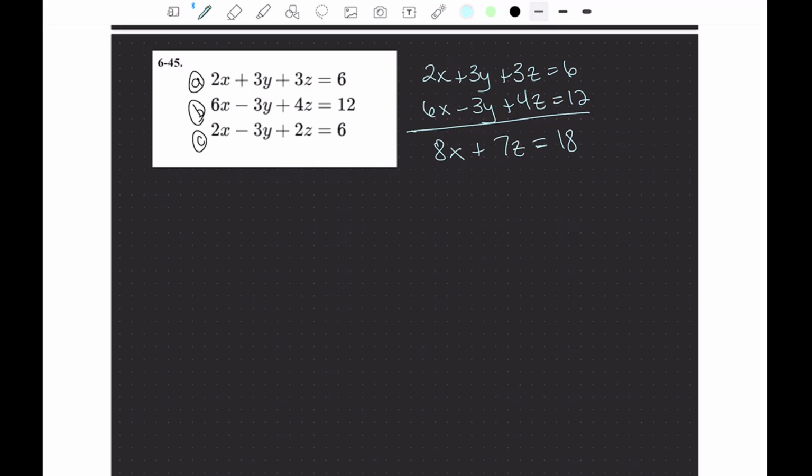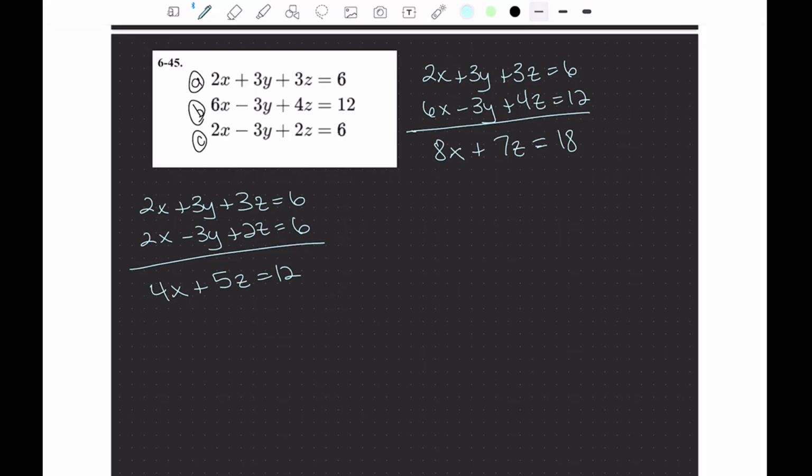So for A, I'm just going to write it over here. I have 2x plus 3y plus 3z equals 6. And then C was 2x minus 3y plus 2z equals 6. I'm eliminating y. Works out perfect. So I'm going to add these guys together, and I'm going to get 4x plus 5z equals 12. Everybody good so far?